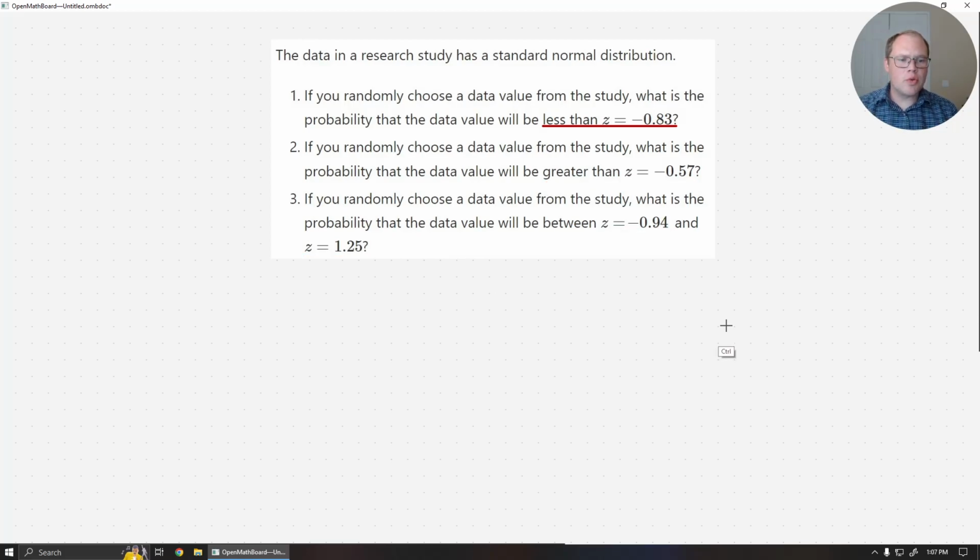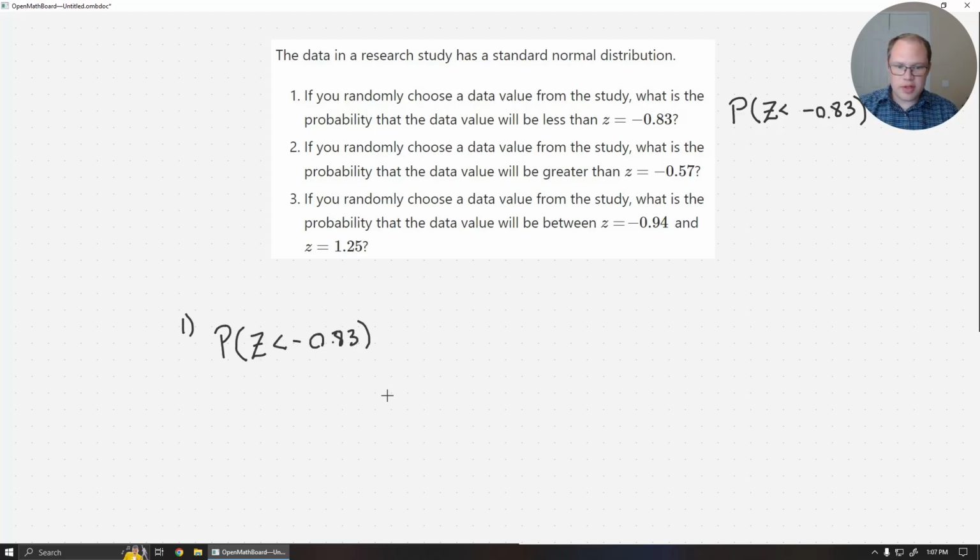Okay, so three different probabilities that we have to calculate. So let's start with the first one. We are dealing with a standard normal distribution, and so for this we want to find the probability that a data value will be less than negative 0.83. Again, I'm using z because that's the letter we use when dealing with the standard normal distribution. So for number one, we want the probability that z is less than negative 0.83.